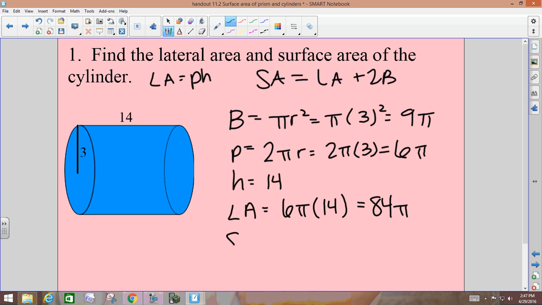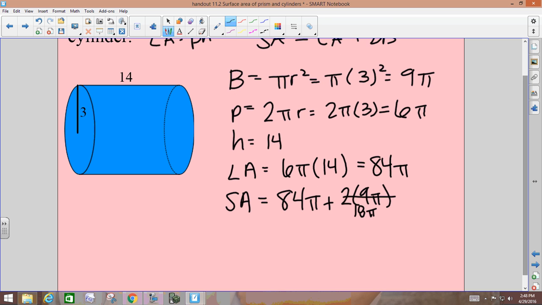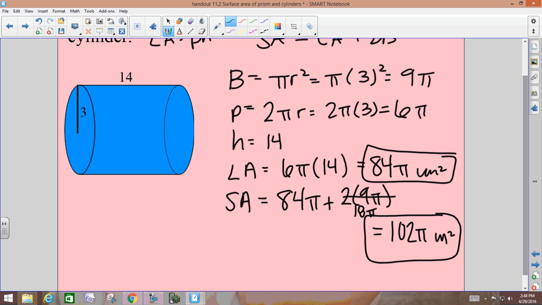Then our surface area is the lateral area, 84 pi, plus how many bases? 2 of them. So 2 times 9 pi is 18 pi, and then 18 pi plus 84 pi is 102 pi. Units squared, units squared. Right, Spencer?